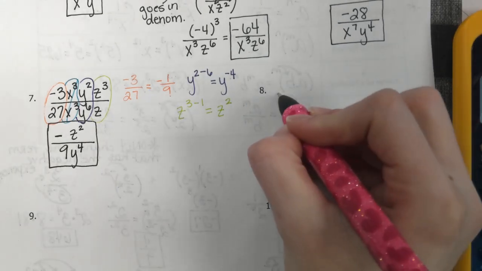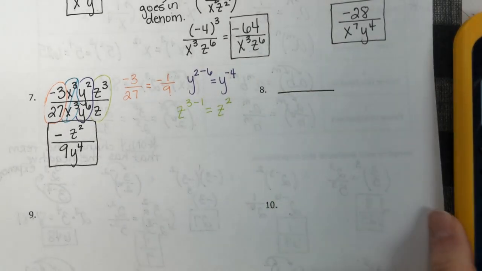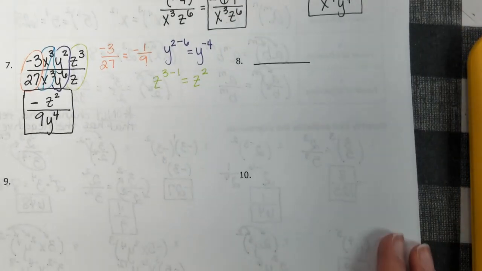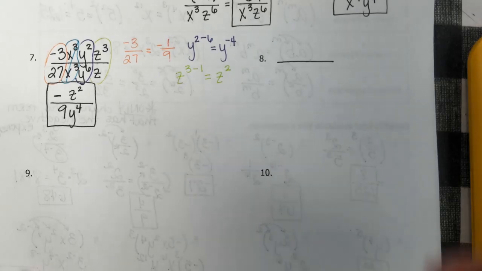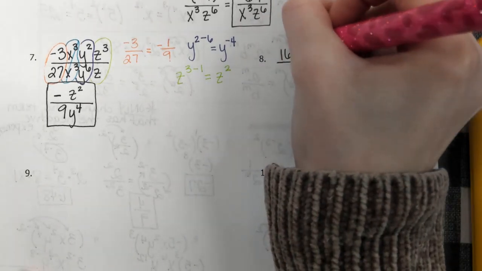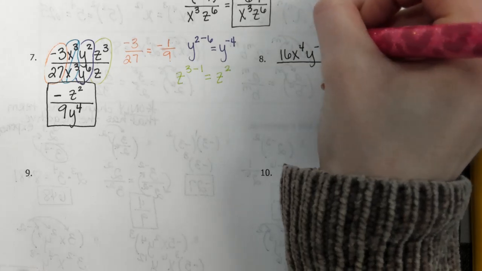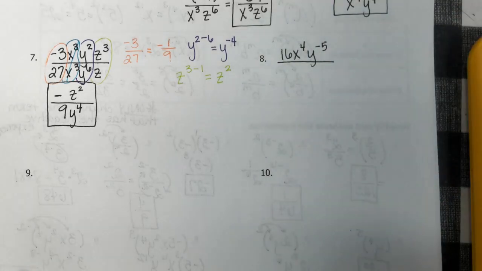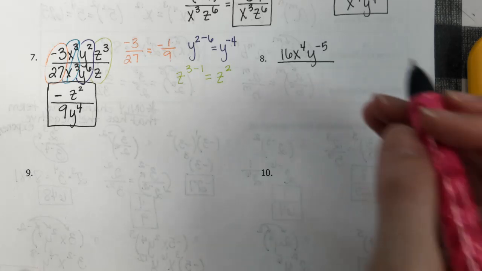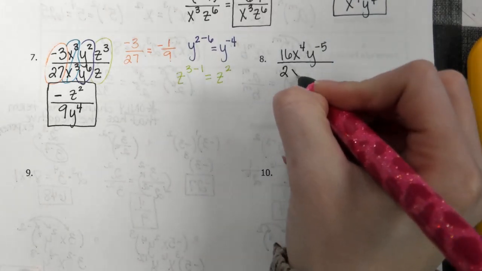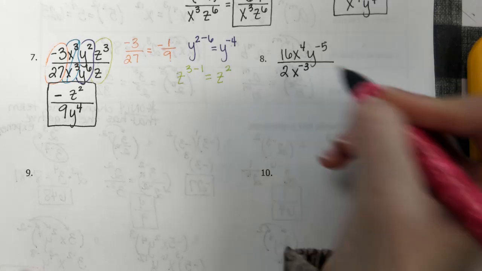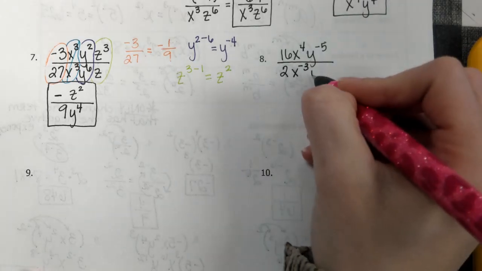Number 8. I've got another fraction. My numerator is 16 x to the 4th, y to the negative 5th. And my denominator is 2 x to the negative 3rd, y to the negative 2.